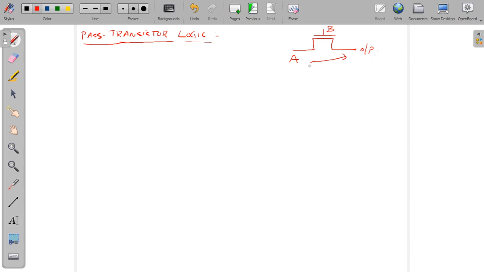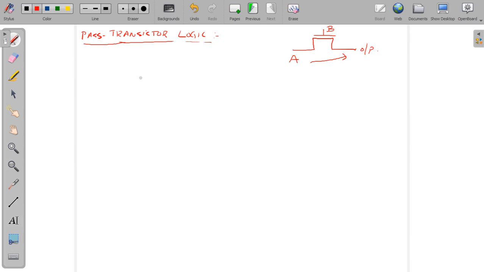A can be either a 0 or a 1. If the device is on, then A will be passed to the output: if A is 0, output is 0, or if A is 1, output is 1. So look at the difference in the way it is being used here to pass a signal between drain and source, and how it was used in the case of the CMOS design style. Let me give you a small example.